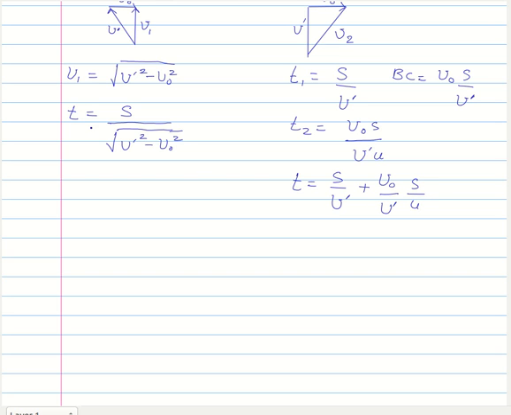Now we are told in the problem that the boys reach the point B simultaneously. So the total time taken by swimmer 1 and by swimmer 2 are equal. So we equate equation 1 and equation 2. The s will cancel out, and we are left with 1 divided by the square root of v dash square minus v naught square equal to 1 by v dash plus v naught by v dash times 1 by u. And now we simply solve for u from this equation.